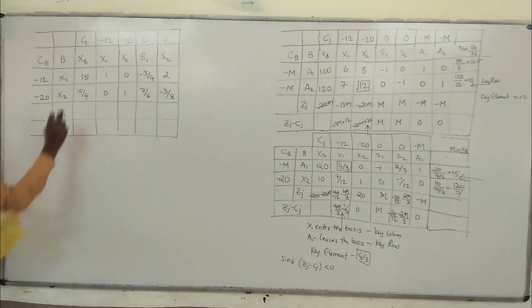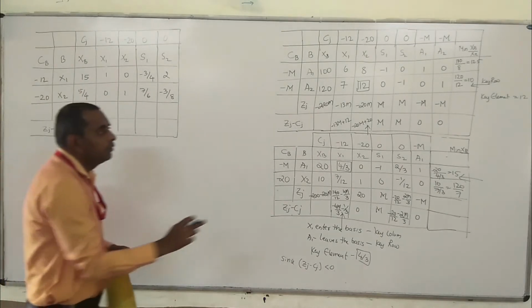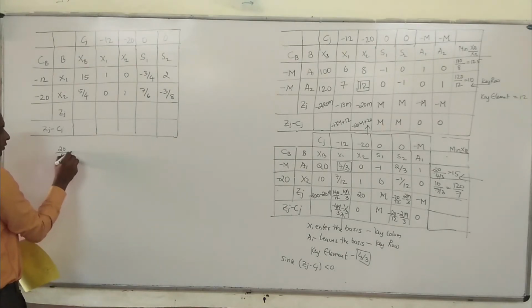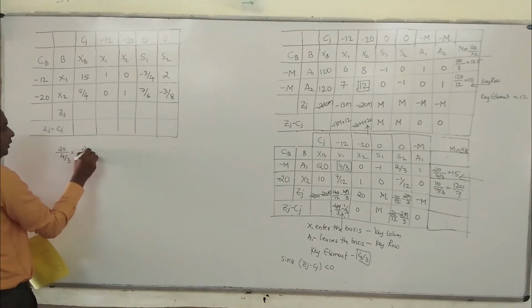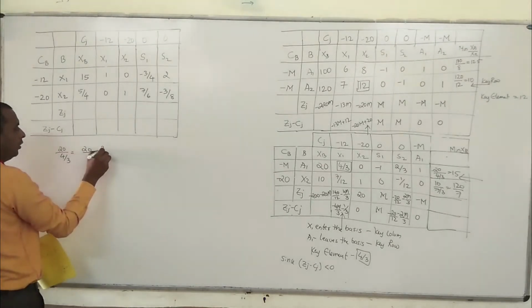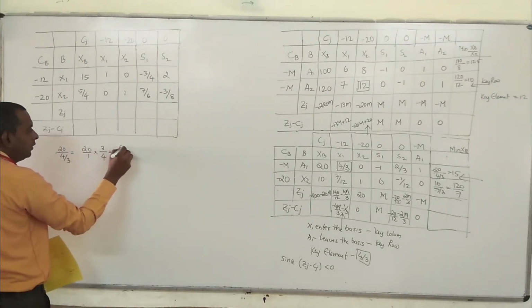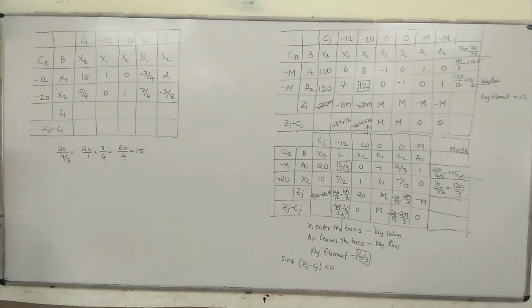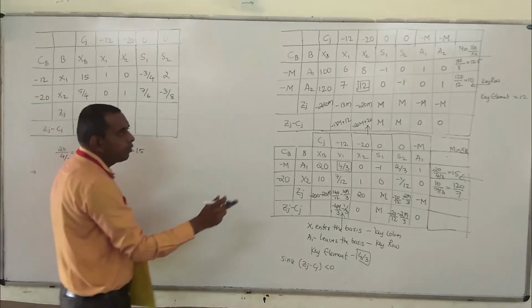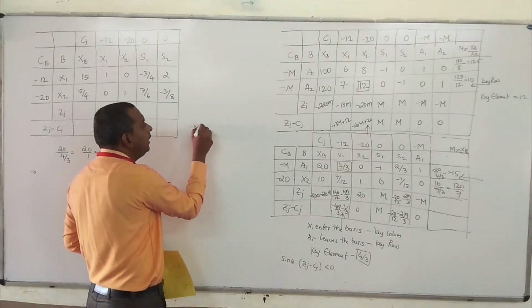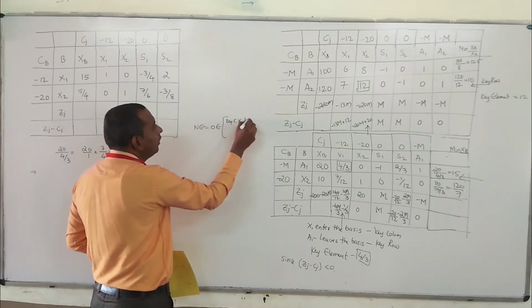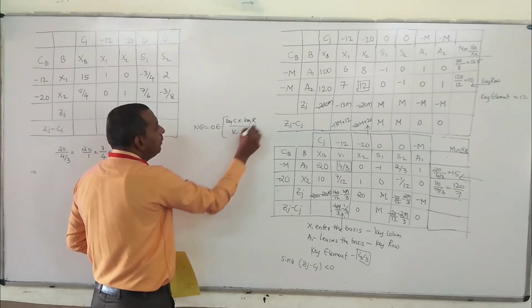The question comes, how did we get this 15 here? So 15 means what? 20 divided by 4 by 3. It is nothing but 20 by 1 into 3 by 4, that is 60 divided by 4, which is nothing but 15, what we got here. So how did we get this value? The formula is: new element is equal to old element minus key column into key row divided by key element. This is the formula.